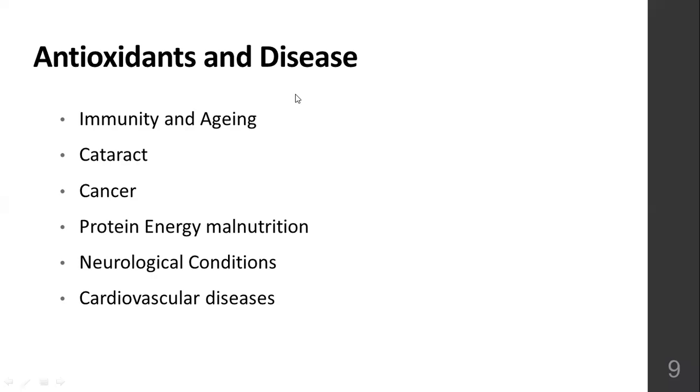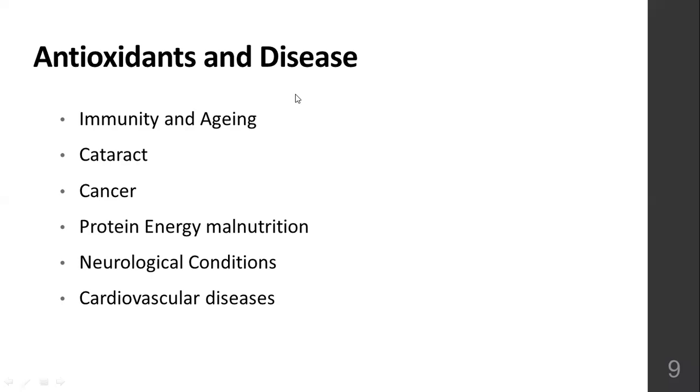And also to cure certain chronic diseases like asthma and bronchitis, their incidence rate also reduces once you consume more salads, green vegetables, or any antioxidant rich food. The incidence rate of these disease conditions goes down. Then cataract.